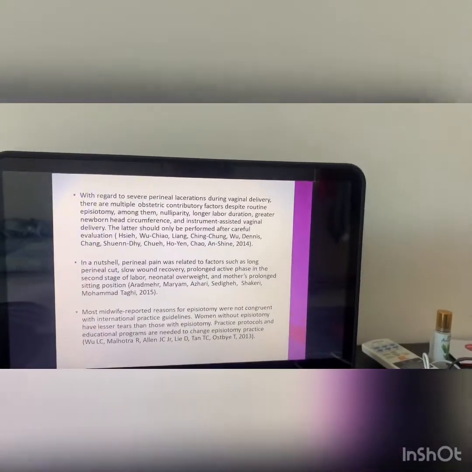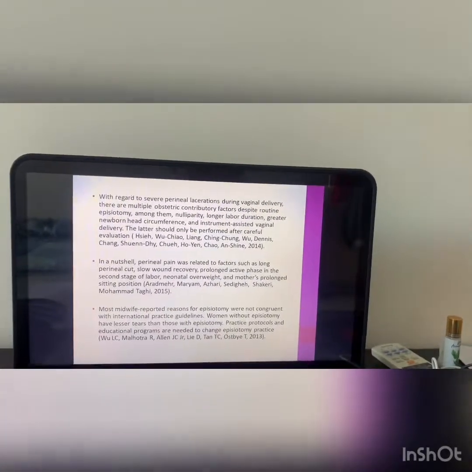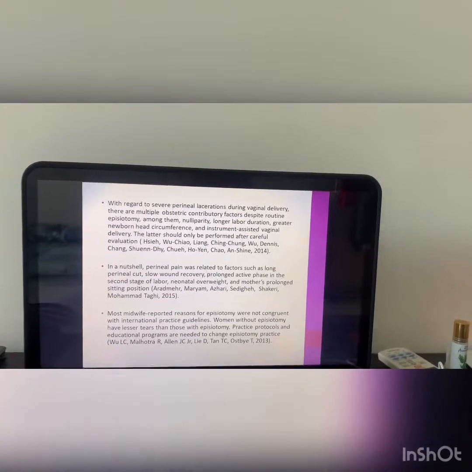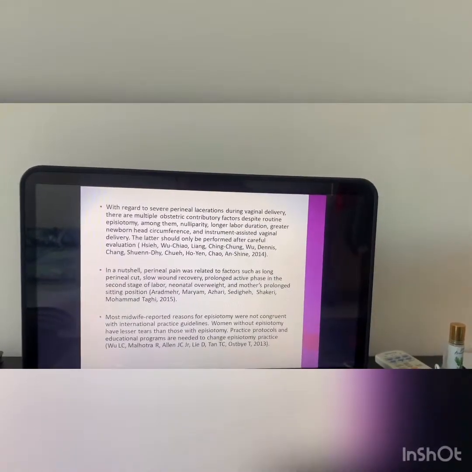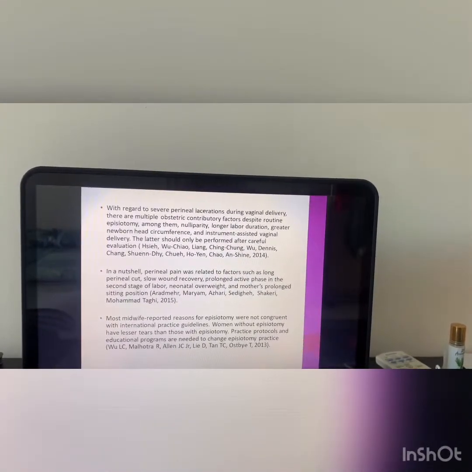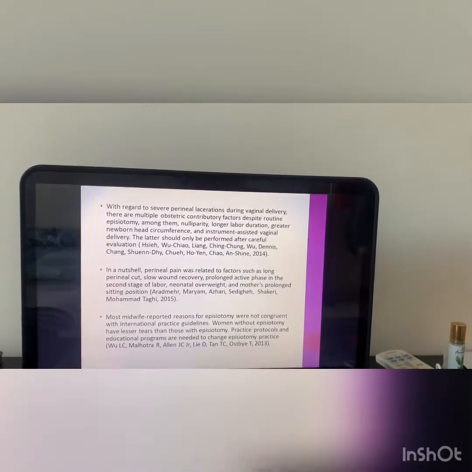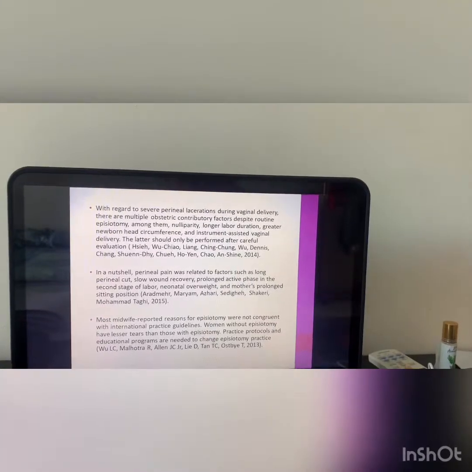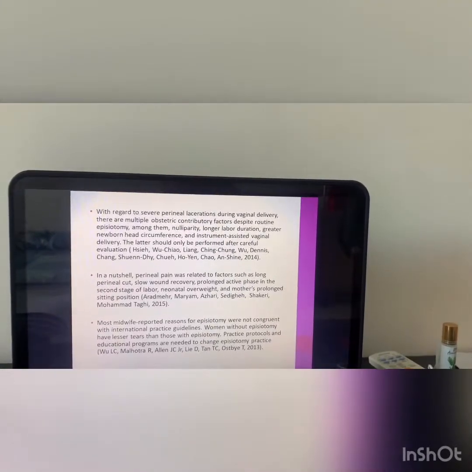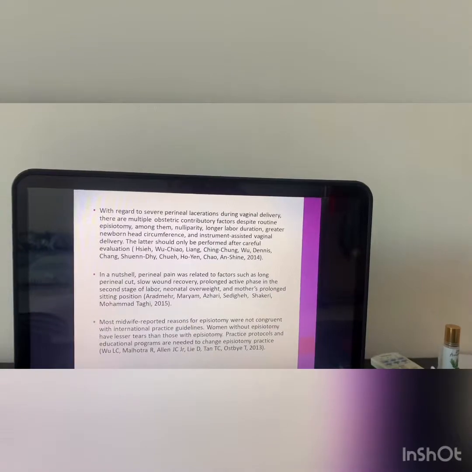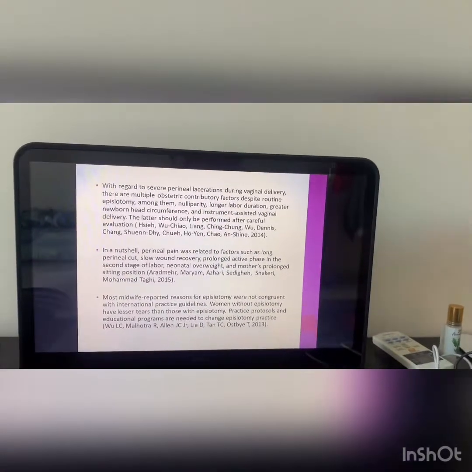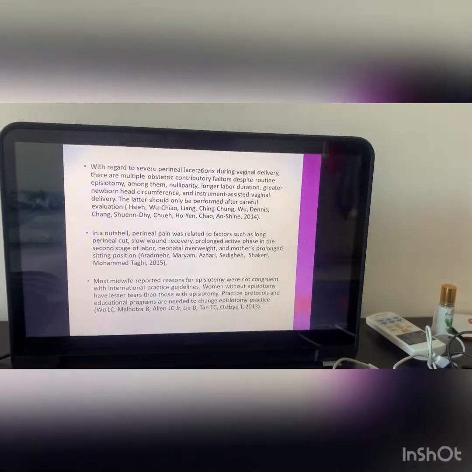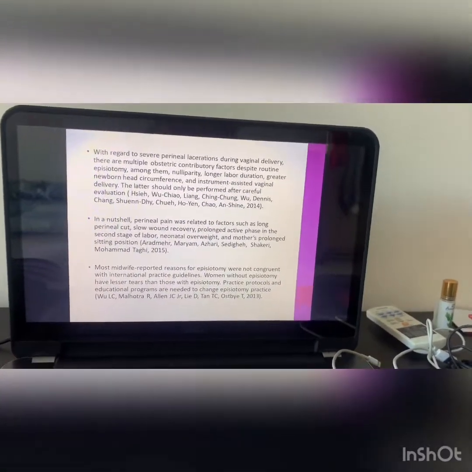Most midwives reported, this was according to Wu L.C., Malhotra R., Allen J.C. Jr., Laidi, and Tan T.C. In 2013, most midwife reported reasons for episiotomy were not congruent with international practice guidelines. Women without episiotomy have lesser tears than those with episiotomy. Practice protocol and educational programs are needed to change episiotomy practice.